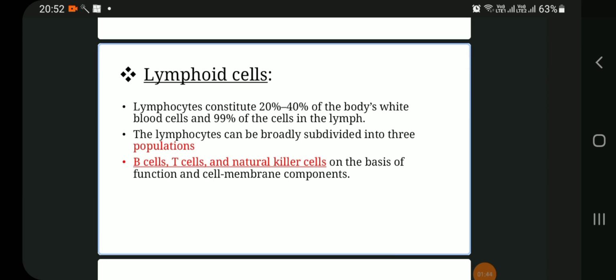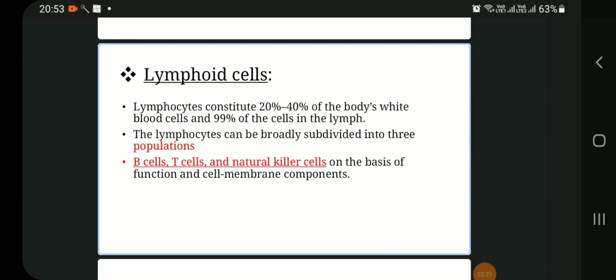The adaptive immune system consists of lymphocytes, that is B lymphocytes and T lymphocytes, which we will see further. Lymphocytes make up 20 to 40% of the body's white blood cells and 99% of cells in the lymph. The lymphocytes can be broadly subdivided into three populations: B cells, T cells and natural killer cells, on the basis of function and cell membrane components.